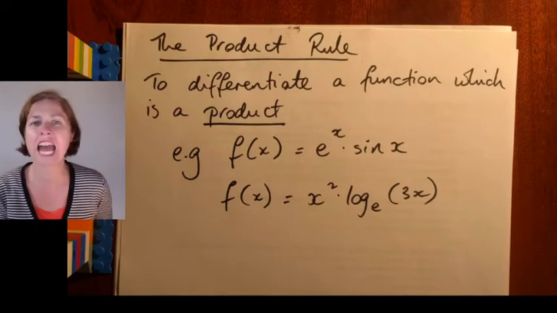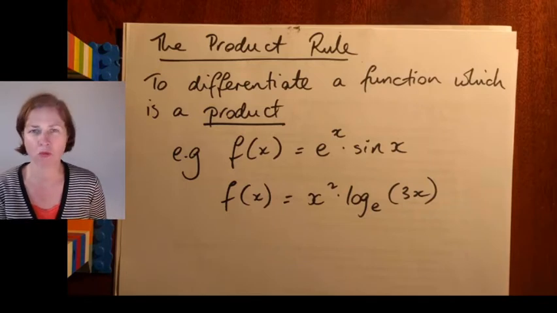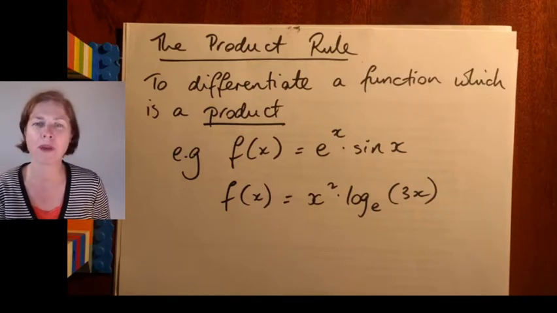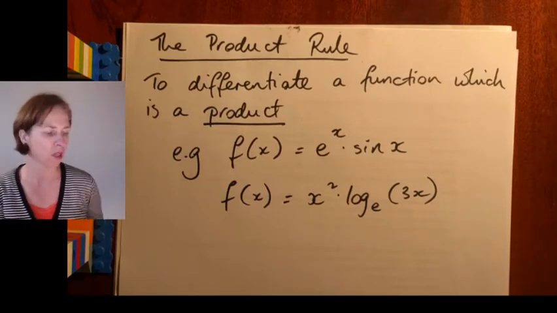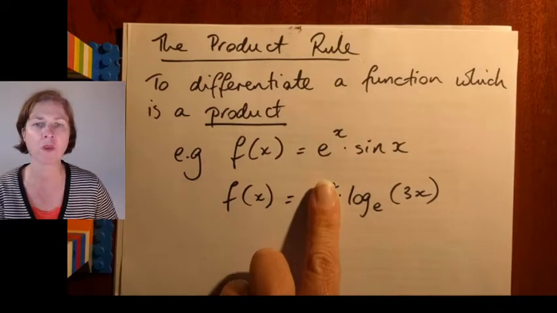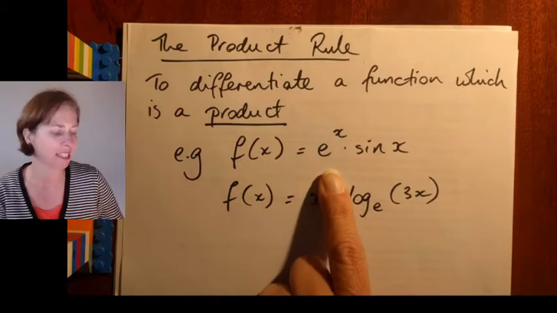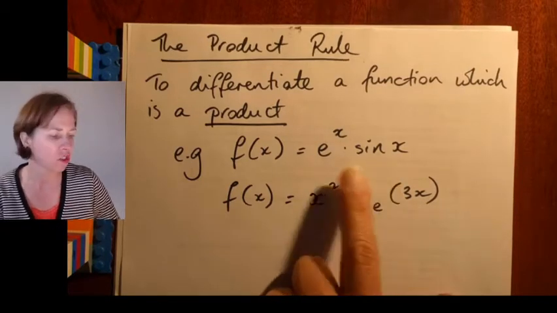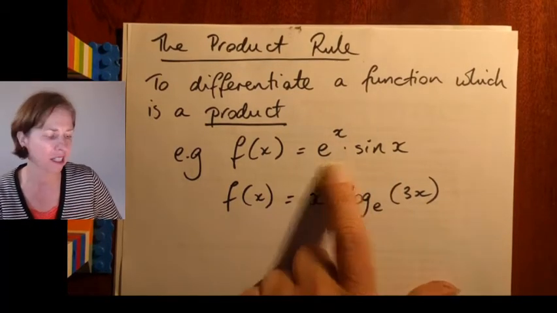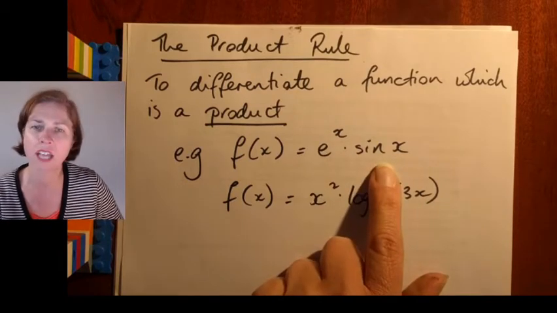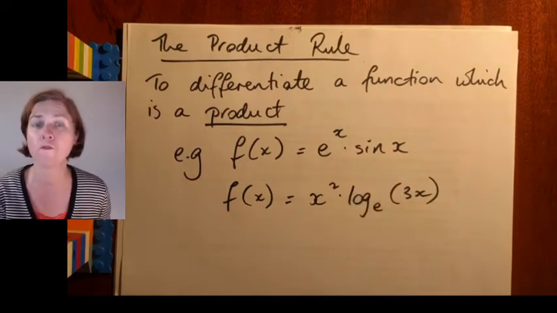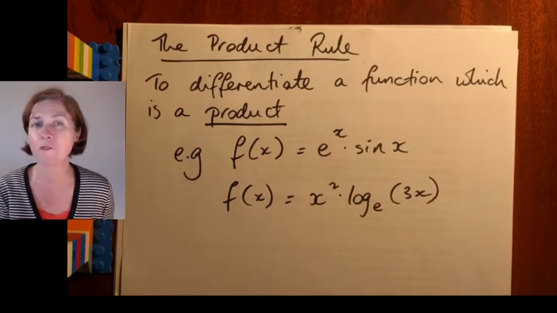So what we're doing today is we're going to look at using the product rule. Before we do that, let's just remember what the product rule is and what it's for. The product rule is a rule that I use when I want to differentiate a function like this, which is e to the power of x times sine of x. So this is a function, e to the x, and this is a function, sine x. When I multiply them together, I can make a new function, but I don't know how to differentiate it.